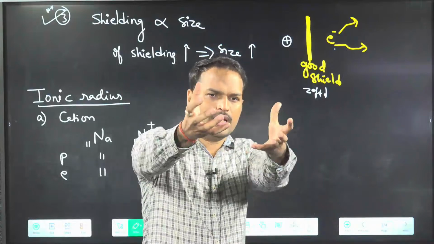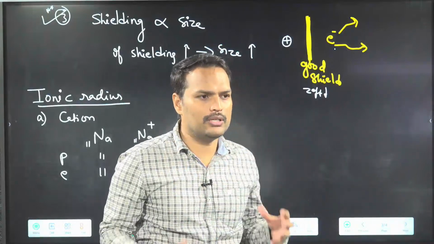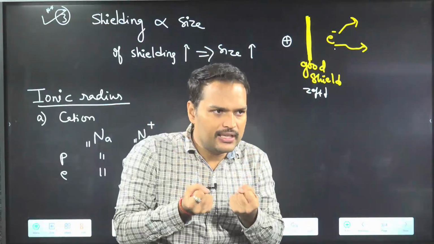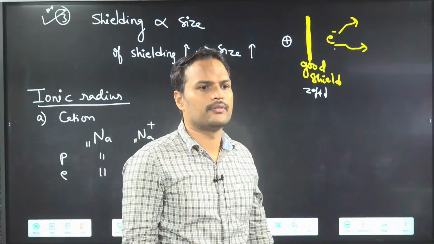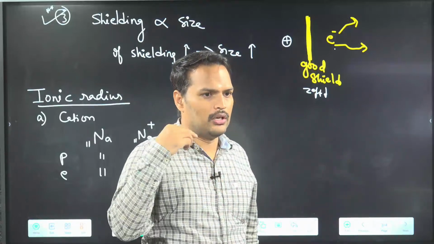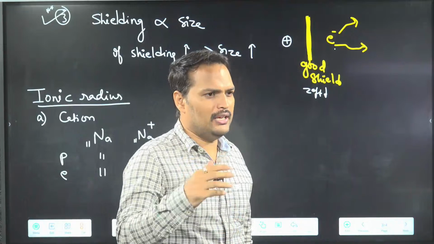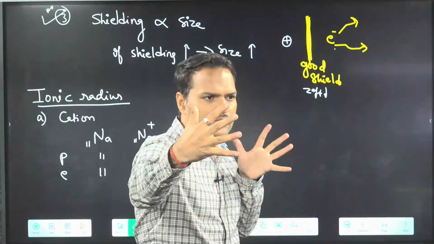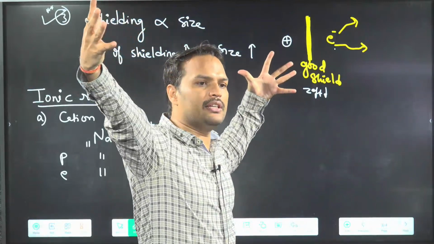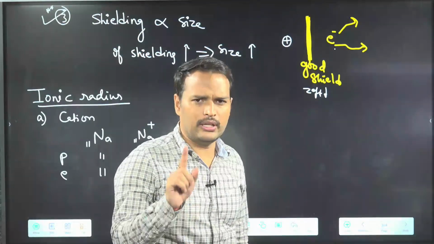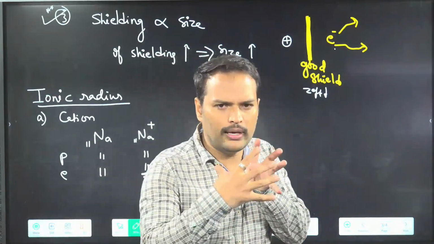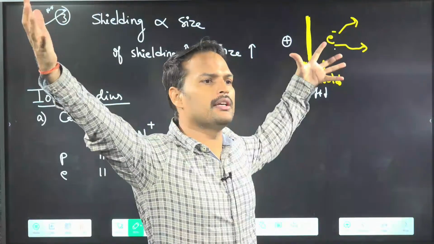Let's see this point. If Z, I have to reduce the size. What should I do? If Z effective increases, size will decrease. And if repulsion increases, size will increase. Are you understanding these two points? If electronic repulsion increases, size will increase. Do you agree with this point, that due to electronic repulsion, size will increase?